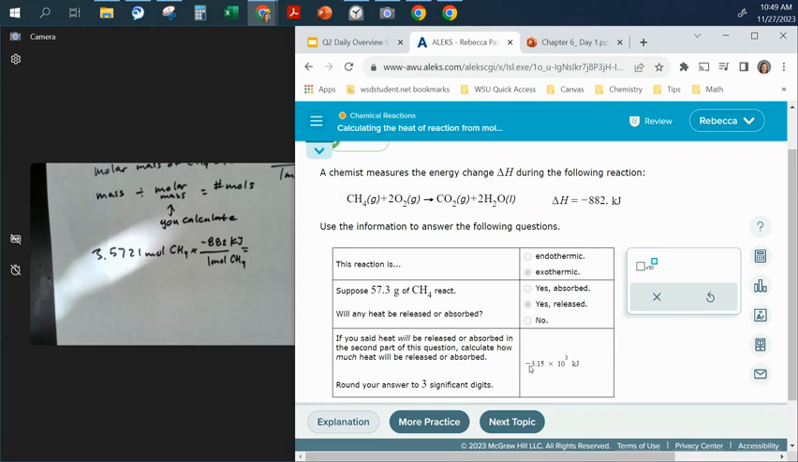Someone in the other class said that you can put it in both ways. So you can, if you just always put this in as a positive number, it will always accept it as positive. I think it makes sense to me that it's exothermic, so I'm going to put a negative. Okay, questions on that one?